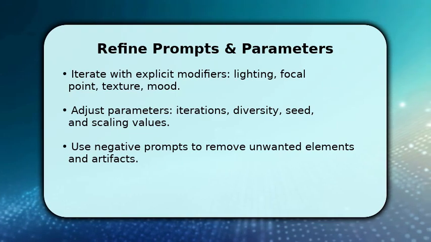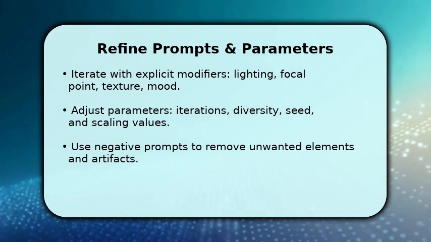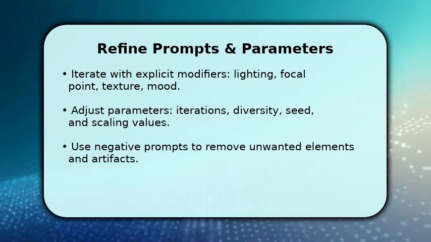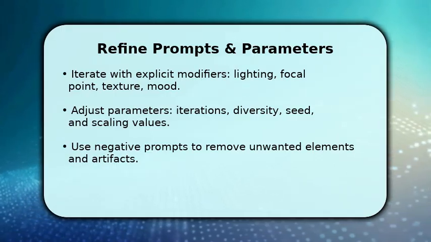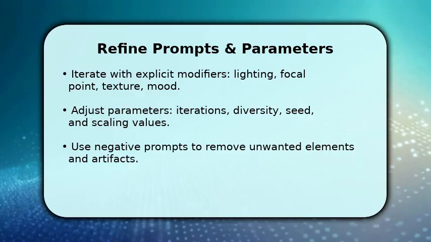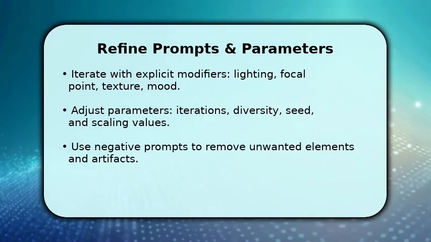You now refine outputs by editing prompts and parameters. Start by adding precise modifiers. Describe lighting, focal point, materials, and camera distance to shape detail and depth. Once you see an image, tweak diversity or seed values to reduce randomness or reproduce a favorite variant.